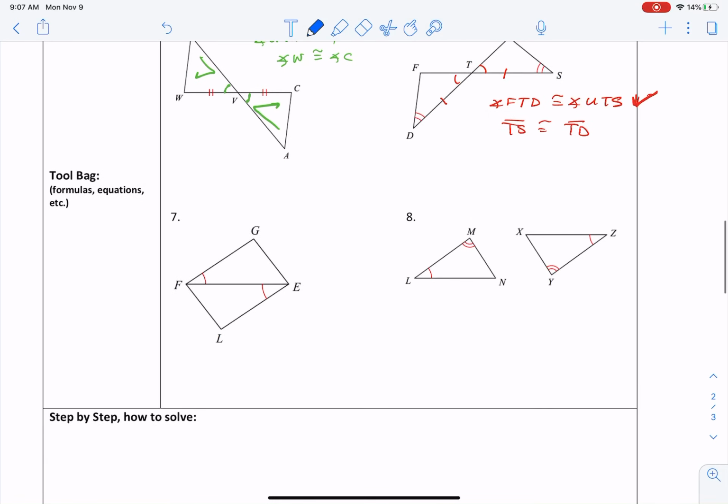For number 7, I need to use the reflexive property. So even though it's obvious that this is the same side, I have to be able to say that FE is congruent to EF. So that gives me my side. And then I'm going to need to know that this angle is congruent to this angle. So then I need to be able to say that angle GEF is congruent to angle LFE.